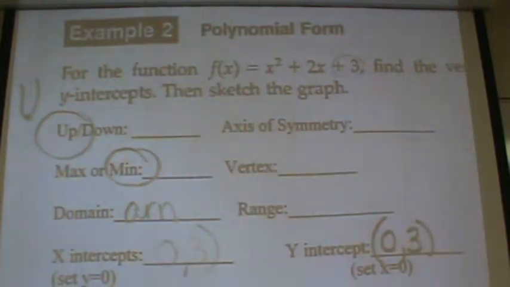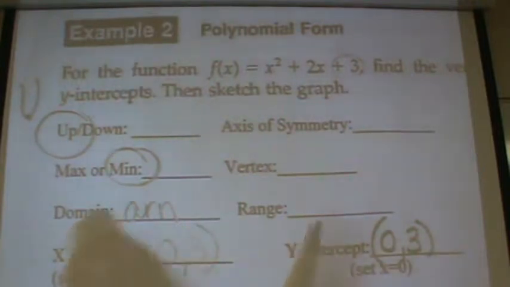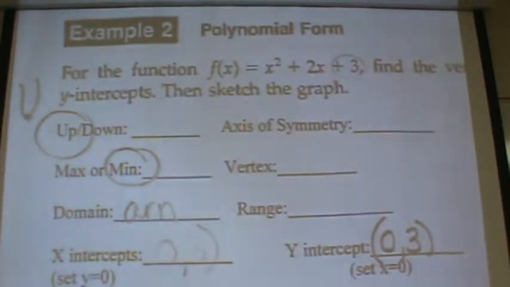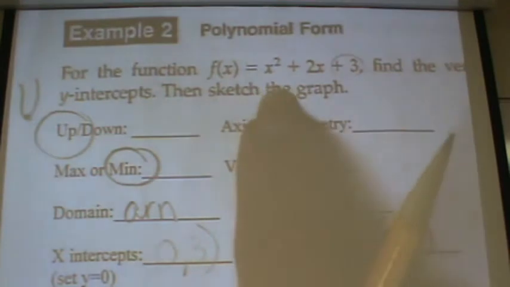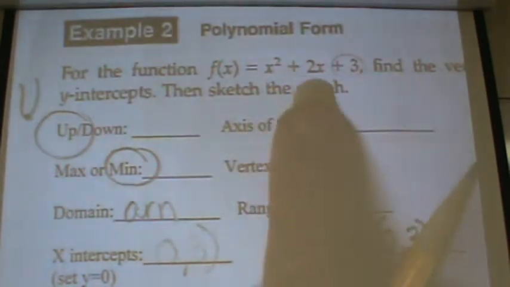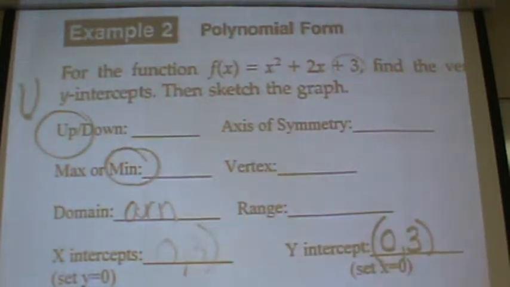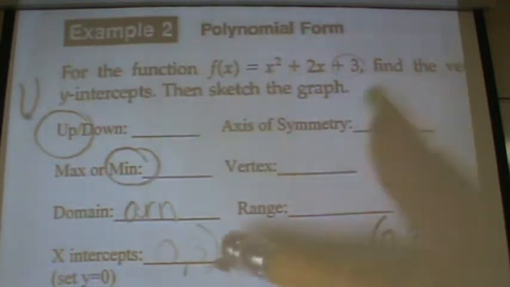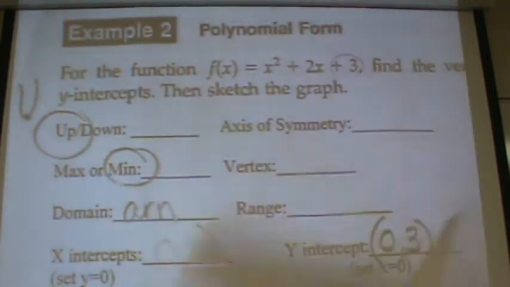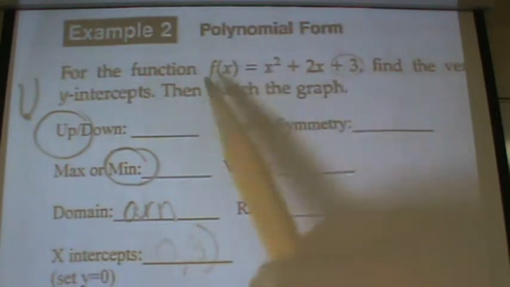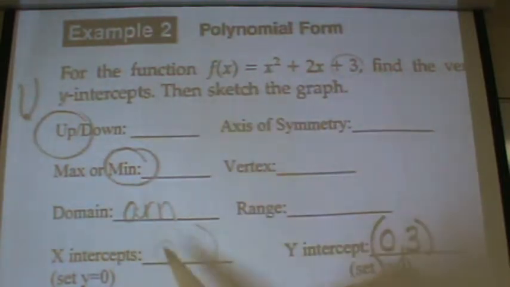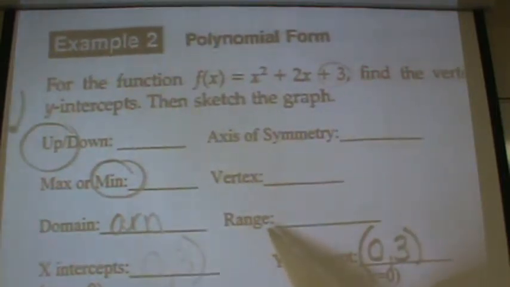How'd you know it was all real numbers? Because you can put any number in here for x. Is there any restriction? Is there any number that you can't square and add 2 times? Is there any problem? The ones that have problems are the radicals or a fraction. You don't want a 0 in the denominator of a fraction. So those are the ones you want to look for. But as far as this is a quadratic, the domain is all real numbers. Now the range is going to be different.